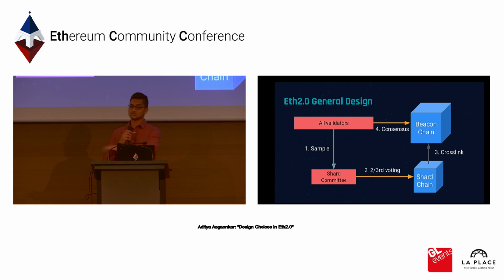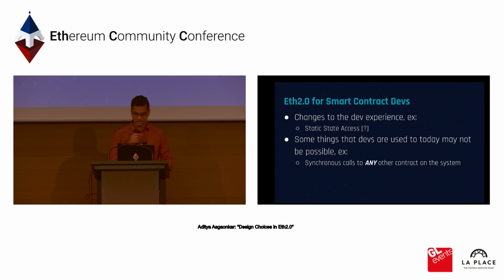The point of this is showing you, okay, how many smart contract developers in this room? And how many Eth2 researchers or blockchain researchers in general? Okay, cool. So the point of this is showing you roughly how the system works and what this would mean for smart contract developers and why we can't provide certain things that you would expect that you see in ETH1. So there are certain changes to the developer experience.